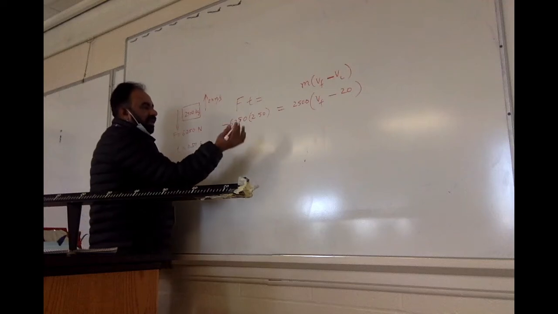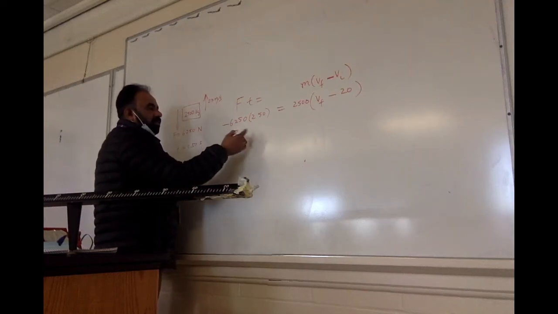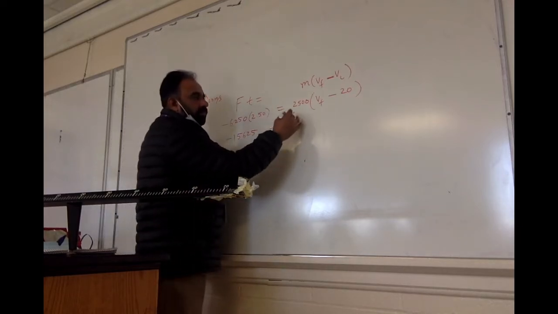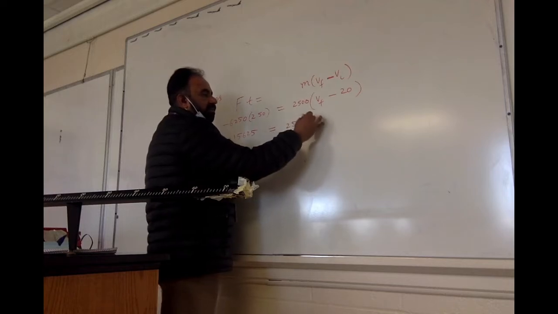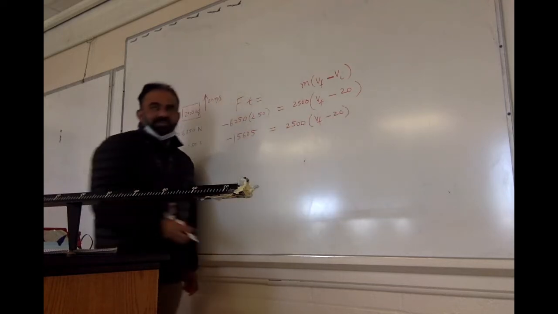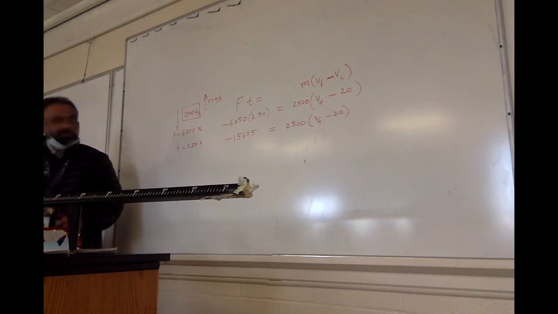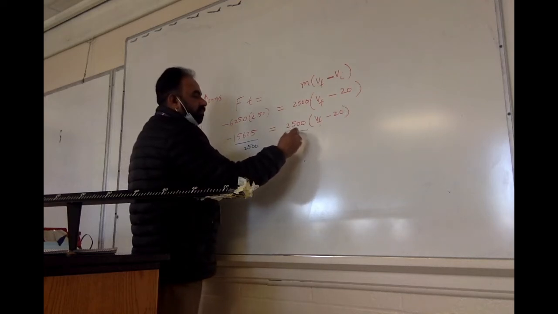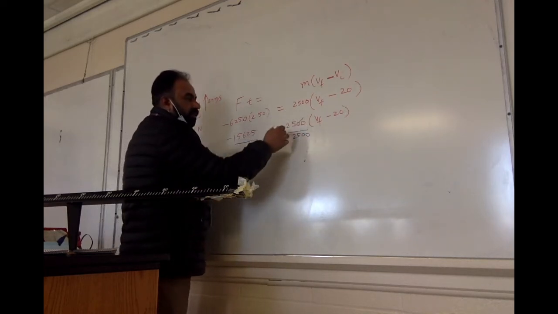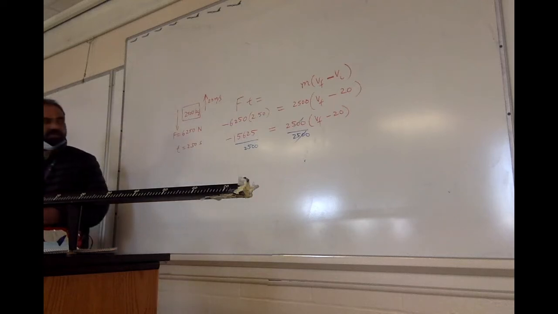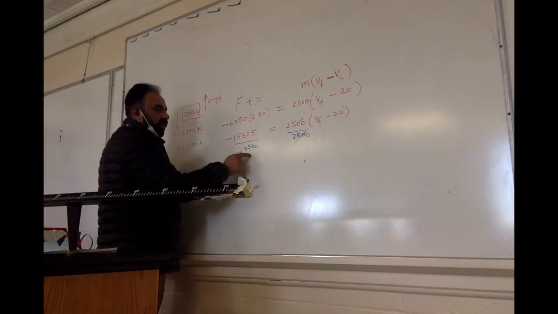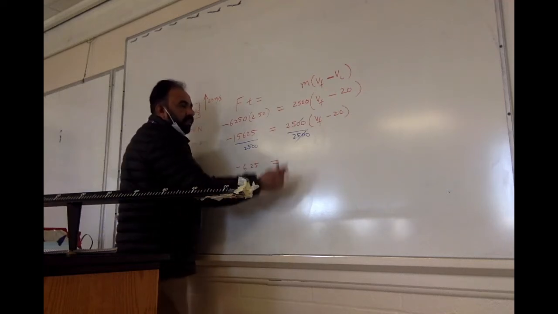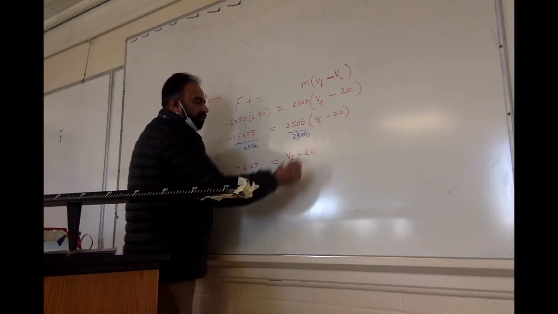Now substitution, like calculations. So this is minus, multiply this, you'll get negative 15,625 equal to 2,500 times VF minus 20. Now from here, it's an algebraic skill. So what do you do from here? You divide both sides with 2,500. And that gets knocked out. And if you divide this with this, you get negative 6.25 equal to VF minus 20.